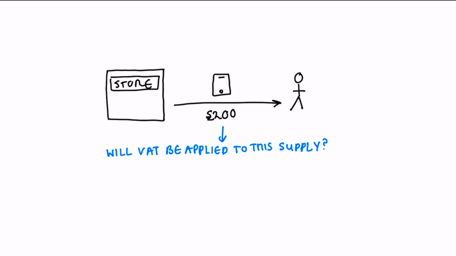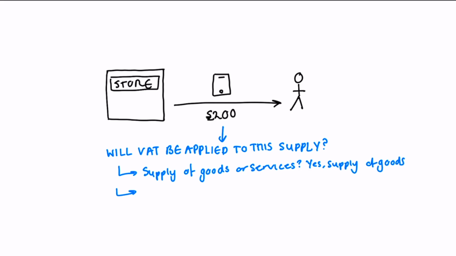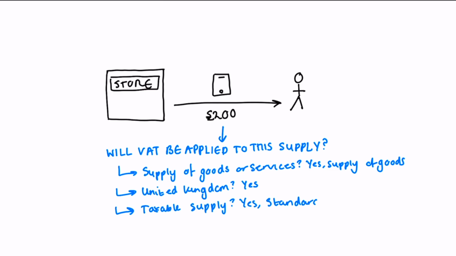Simon orders a mobile phone for £200 from a large appliance store that is registered for VAT. The mobile phone is a standard rated supply, and the supply takes place in the United Kingdom. Has there been a supply of goods? Yes. The mobile phone. Has a supply of goods taken place in the United Kingdom? Yes. Was there a taxable supply? Yes, the mobile phone was a standard rated supply.